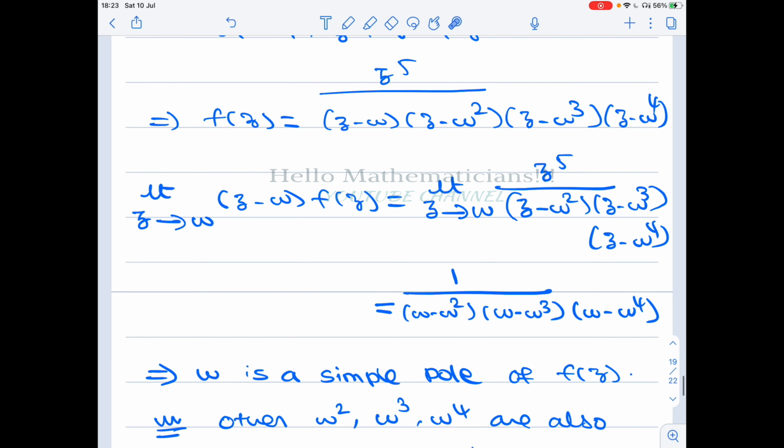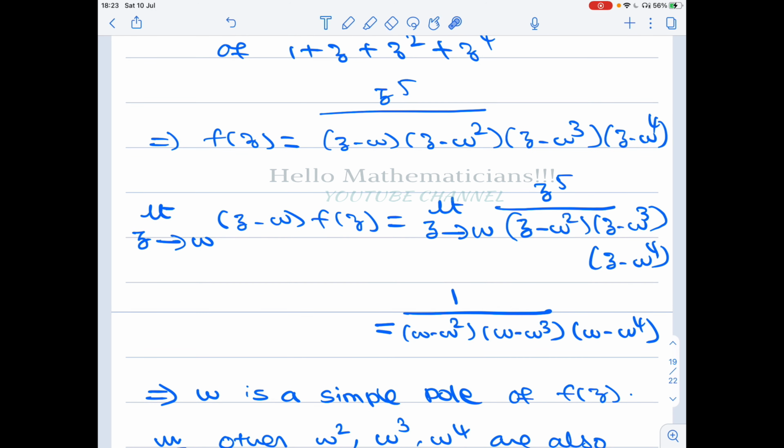Okay, again you use the limit argument. Limit z tends to w, z minus w times f of z. You will see that this z minus w will cancel with the z minus w in the denominator of f of z. We are left with only these factors, and w is not a root of any of these factors in the denominator.